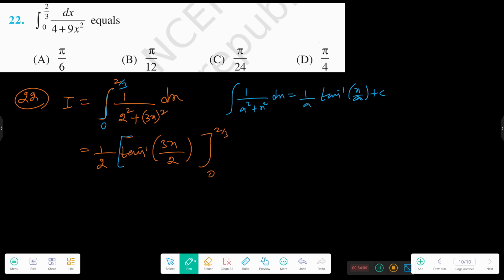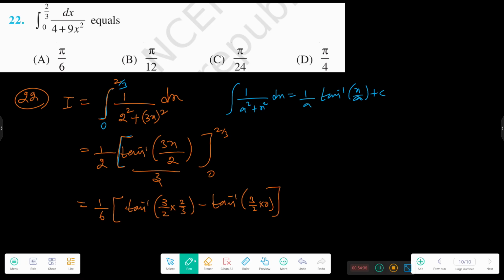So 1 divided by a, value 2, and tan inverse 3x divided by 2, limit 0 to 2 by 3. But what do we have to divide? Listen, whatever the coefficient of x is, you should divide. The coefficient of x we have is 3. If we take 3 outside, 2 3s are 6. Apply the upper limit: tan inverse of 3 divided by 2 into x value 2 by 3, minus tan inverse of 3 by 2 into 0. So what am I getting? 1 by 6 into, 3 3 cancel, 2 2 cancel, 1. Here 0, and anything into 0 is 0. So what I am getting here is pi by 4 minus 0.